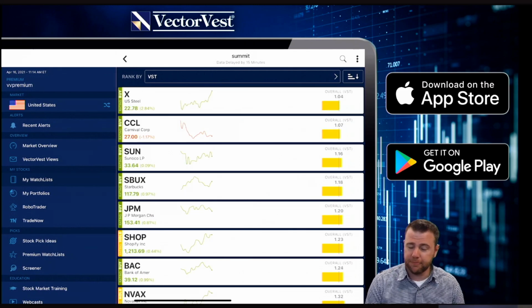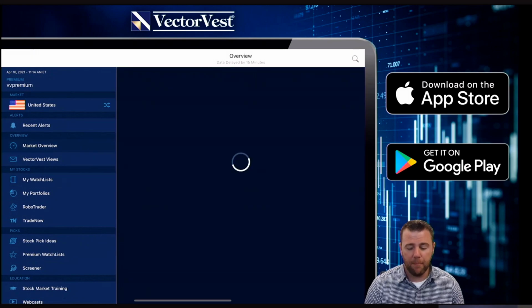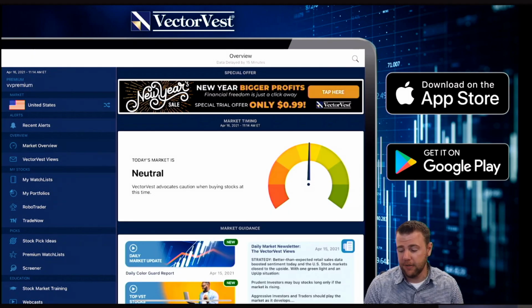There we go, just by simply swiping. And now that we've freed up cash, we're ready to reinvest into stocks that'll make us money. So the first thing, as always, is what we talked about right when we got started here today. The first thing we should always look at is market timing, making sure the overall market is moving in our favor. So just simply go back to the home page or the overview page. We check the market timing gauge. Right now, we're seeing the market pulling back a little bit. So we've gone from one green light to now neutral, and we advocate caution when buying stocks at this time.